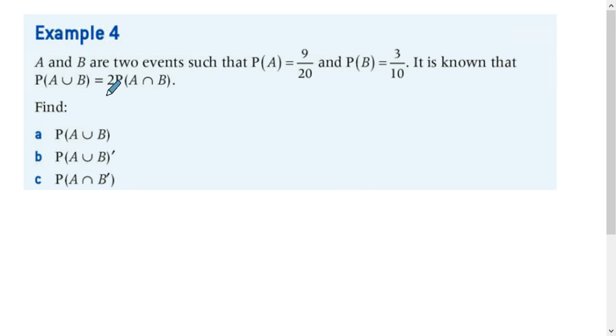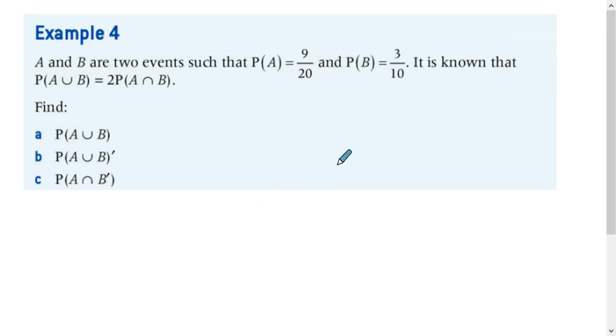In example 4, we have events A and B happening. We know the probability of A occurring, we know the probability of B occurring, and we know that the union is the same thing as 2 times the probability of the intersection. So they gave us this crazy formula piece here. From that, they want us to find the union, the complement of the union, and A intersecting with the complement of B. Again, there's no storyline to this. We can't even try to problem solve our way through it. We just have to brute force.